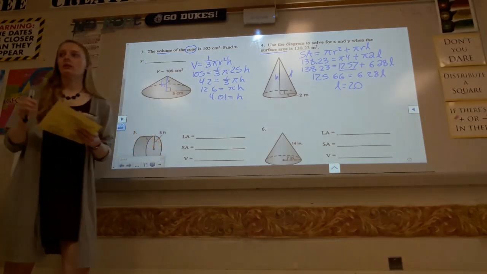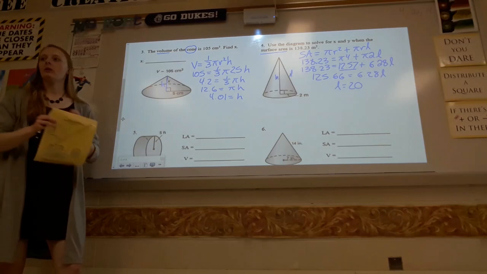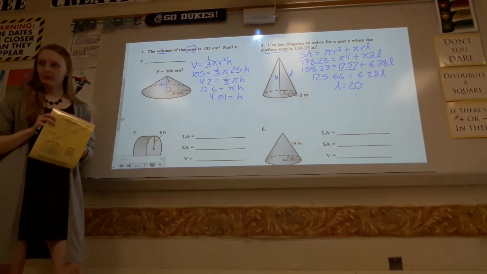Could we just wait? No, we couldn't. I was just going to say, for the height, we couldn't round it to 4.